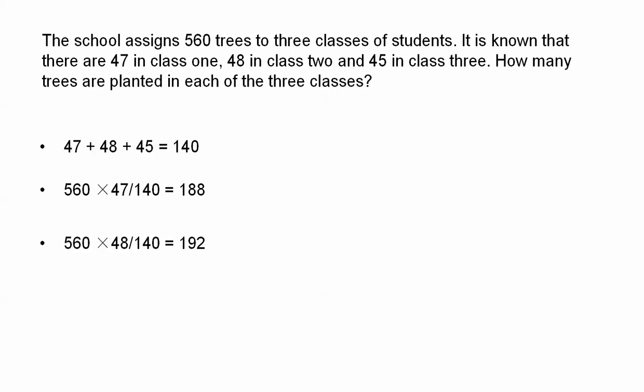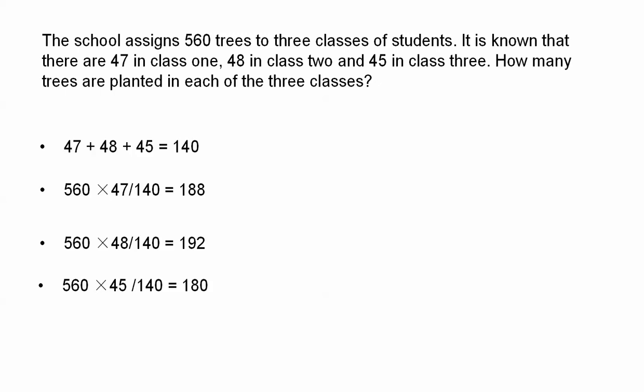Second, 516 multiplied by 14.8 divided by 114 equal to 119.2. This is class 2. For class 3, it's 516 multiplied by 14.5 divided by 114 equal to 118.